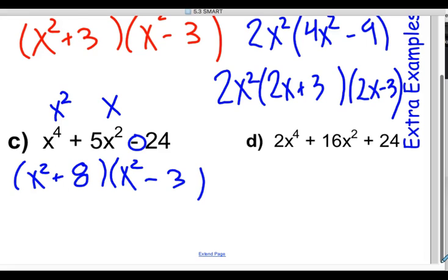Can you break this one down anymore, the first one? If it's a plus sign, can you ever? No. This one, can you break it down? No. 3 is not a perfect square, so you're just done right there.